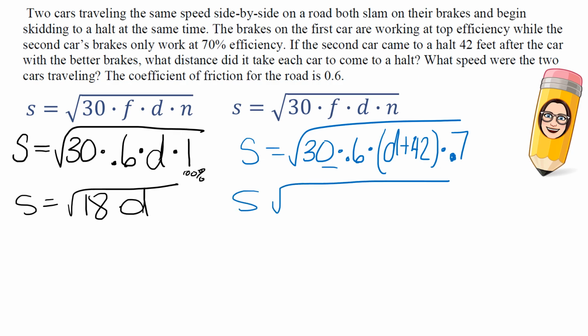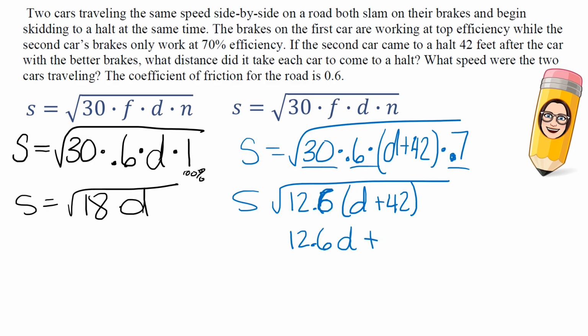Ooh, this is a little tougher. I've got 3 numbers here, so let's multiply those. 30 times 0.6 times 0.7. That's 12.6. Oops, 0.6. And it's outside of these parentheses. And so what do I need to do with those parentheses? I need to distribute that in. So let's distribute. That would be 12.6D plus, let's take 12.6 times 42 as well, 529.2. All of this is still under a radical. Okay, we simplified as much as we could.